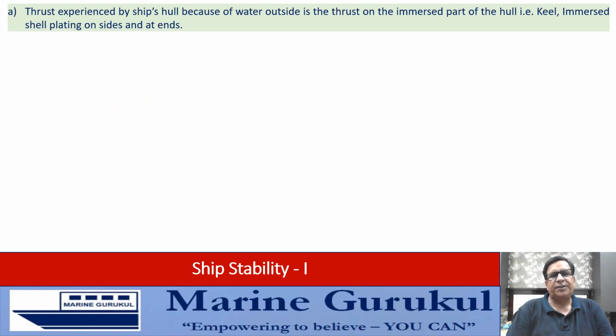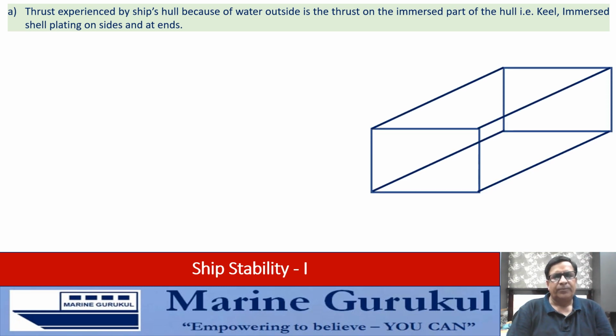The thrust experienced by the ship's hull because of the outside water shall be the thrust experienced by the keel, thrust experienced by the two sides, immersed part of the two sides, and the immersed part of the two ends of the box-shaped vessel. So here is the box-shaped vessel of length 50 meters, breadth 10 meters, floating at a water line with a draft of 4 meters. You can see it here in the diagram.